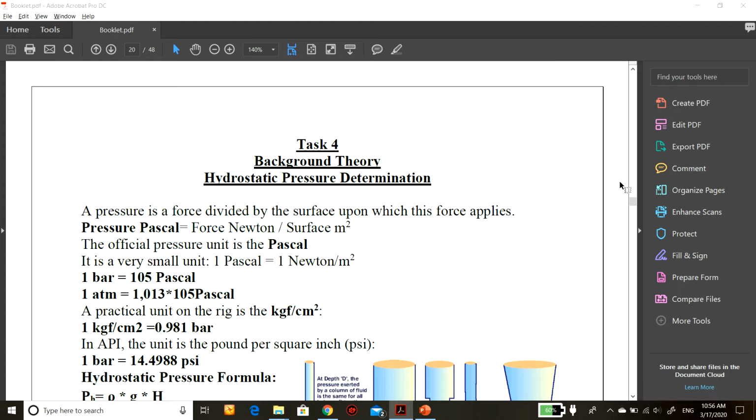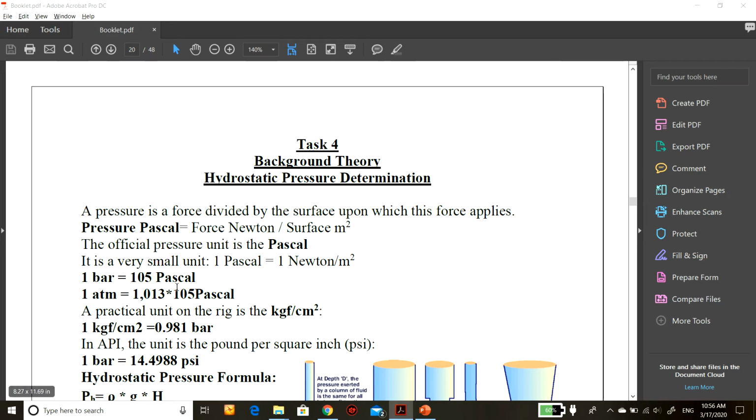In the beginning I want to define what pressure is. Pressure is a force divided by the surface. So pressure in Pascal equals force in Newton over the surface area in square meters. The official pressure unit is Pascal. It is a very small unit. 1 Pascal equals 1 Newton over square meter.